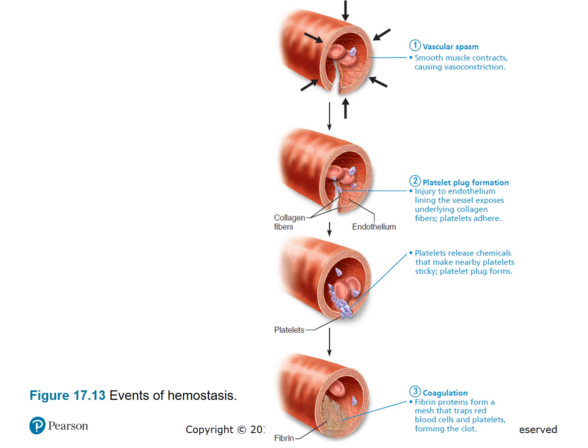Figure 17.13, events of hemostasis. In step 1, vascular spasm, smooth muscle contracts causing vasoconstriction. In step 2, platelet plug formation, injury to the endothelium lining the vessel exposes the underlying collagen fibers, and platelets adhere to it. Platelets release chemicals that make nearby platelets sticky, and a platelet plug forms. And thirdly, coagulation. Fibrin proteins form a mesh that traps red blood cells and platelets, forming the clot.